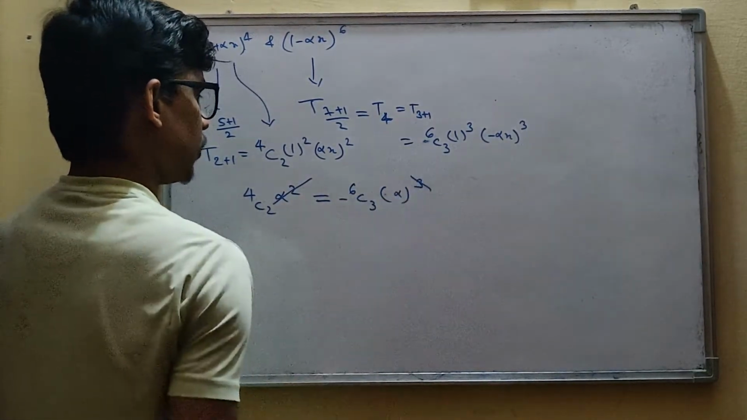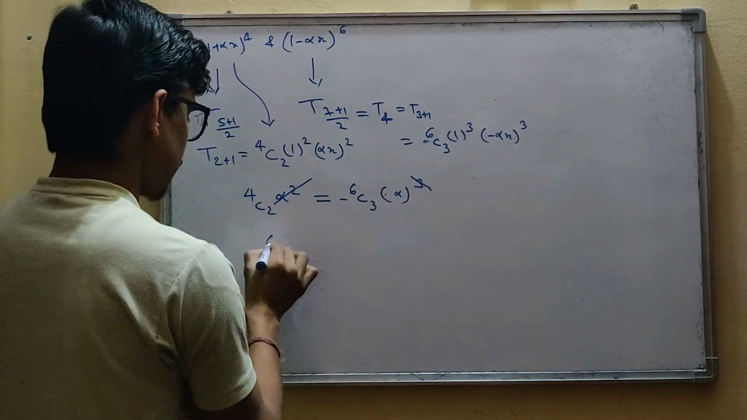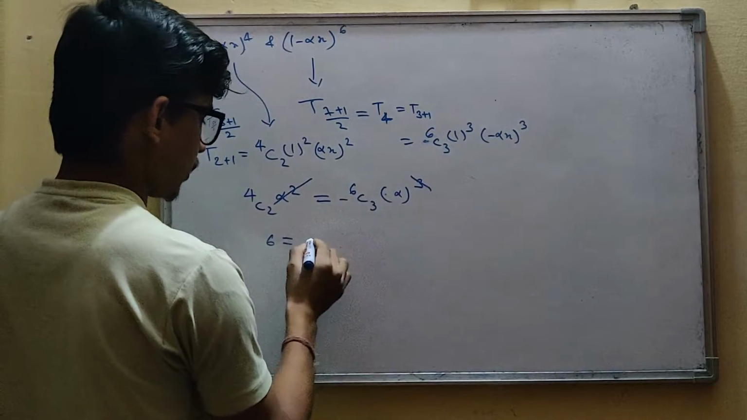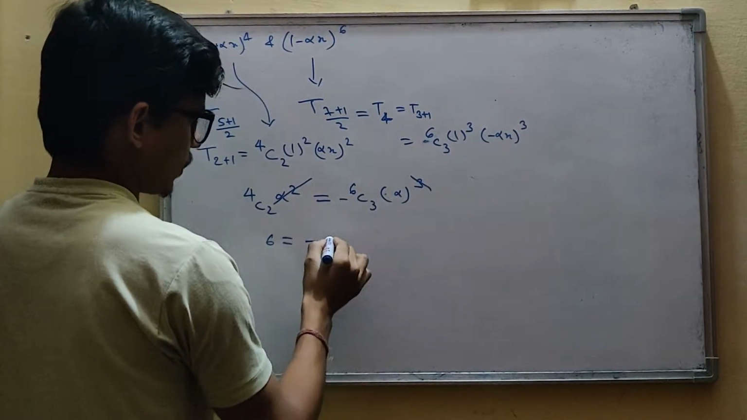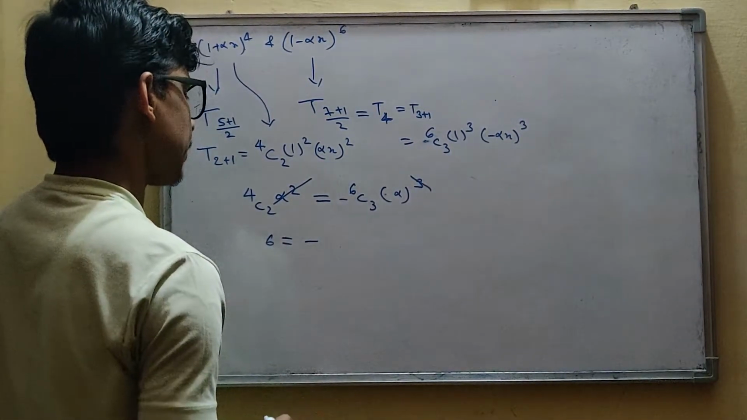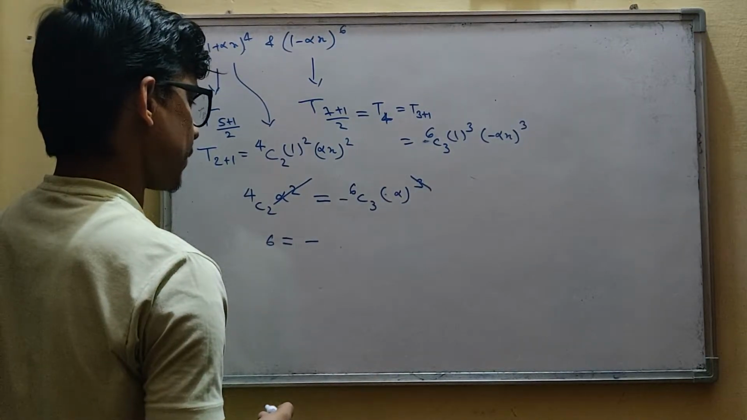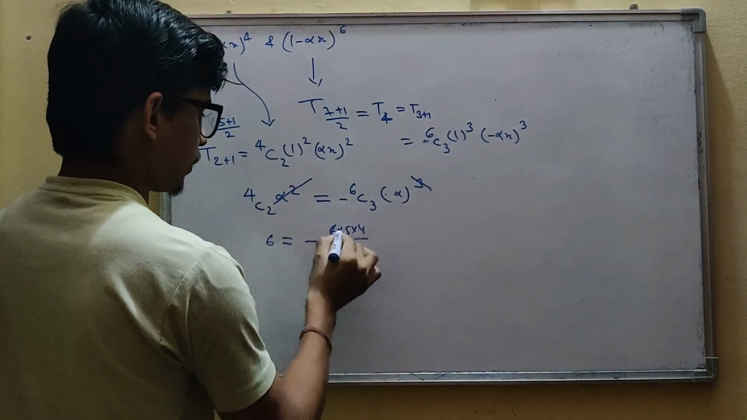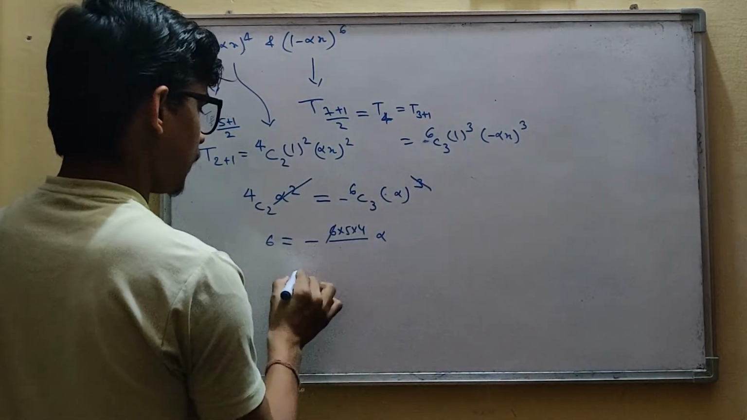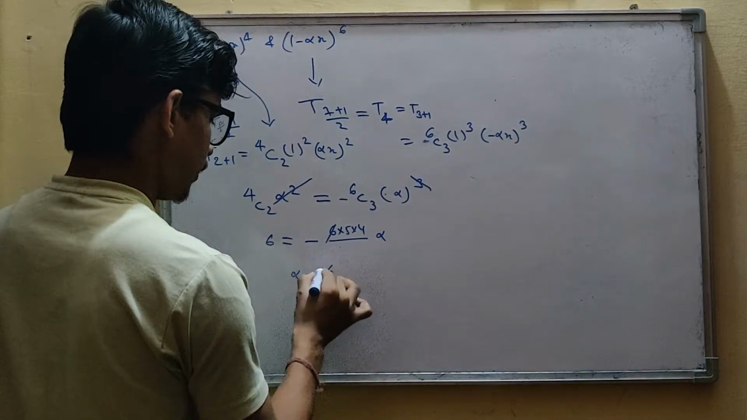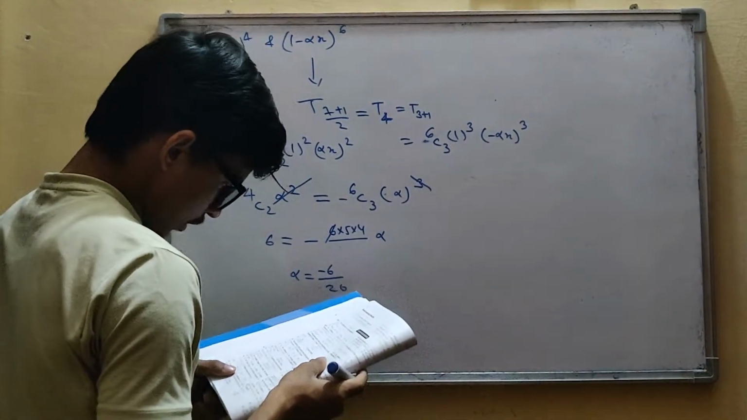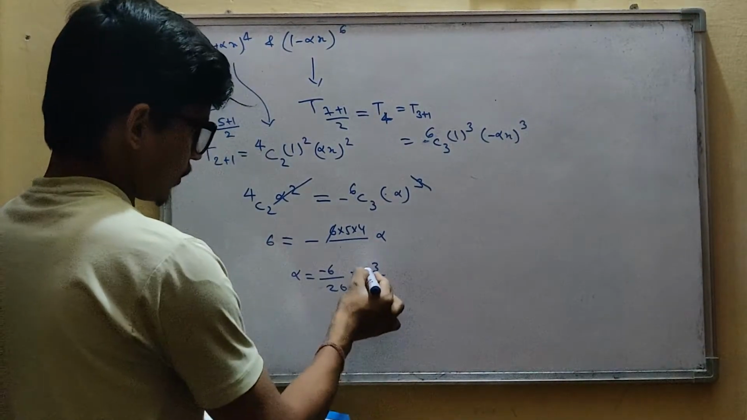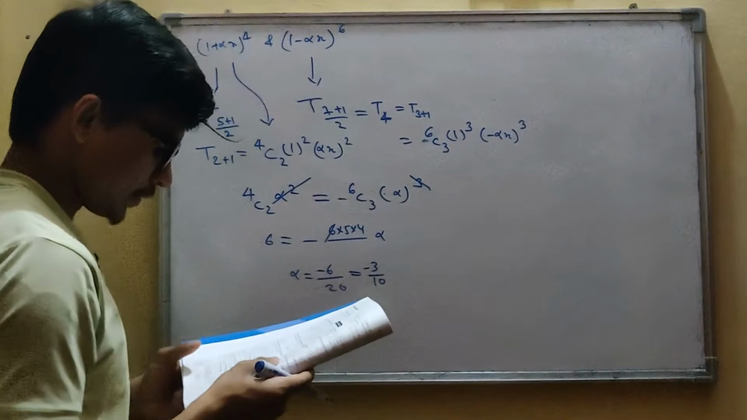So alpha square will cancel out with this, and 4C2 I guess is 6, and this is minus, I think 20, right? 6C3 is 6 into 5 into 4 upon 3 into 2, which is 20, yes. So alpha is going to be 6 by 20 with minus 5. So the answer should be minus 3 by 10. Yes, minus 3 by 10 is the answer, right? So this is how you can do this.